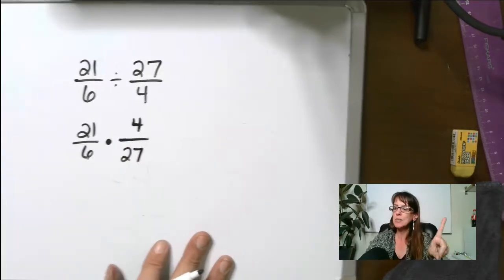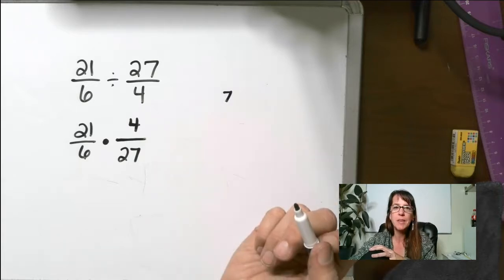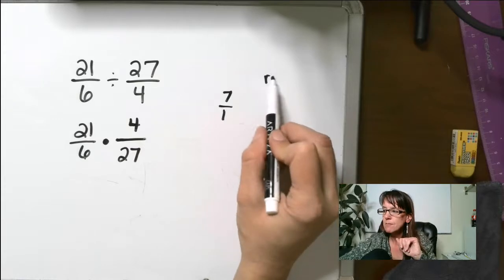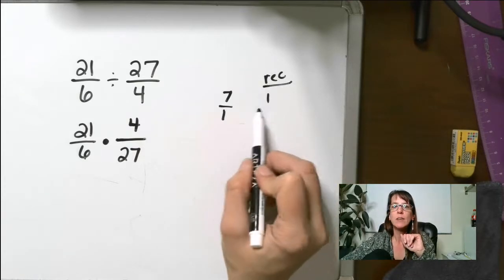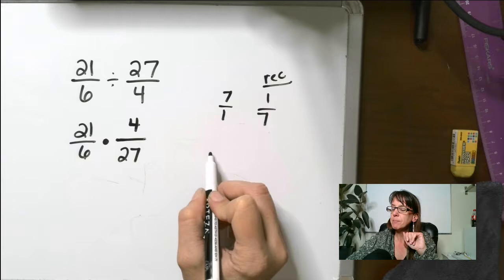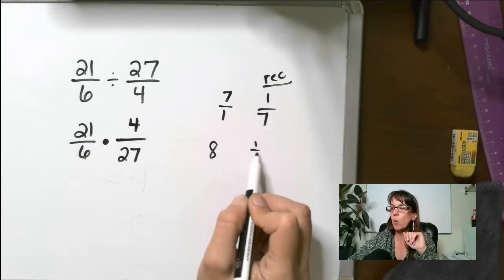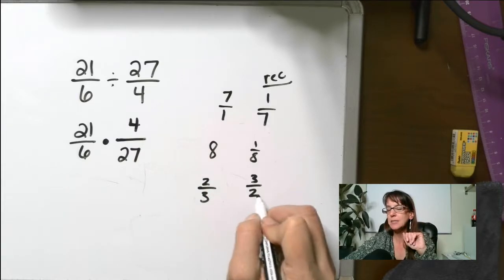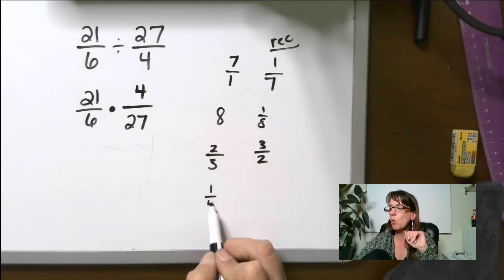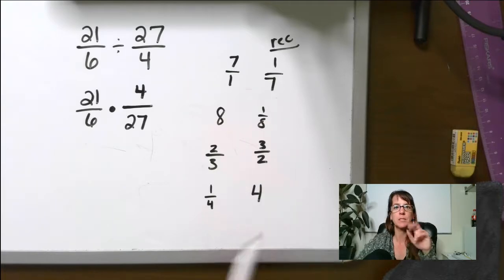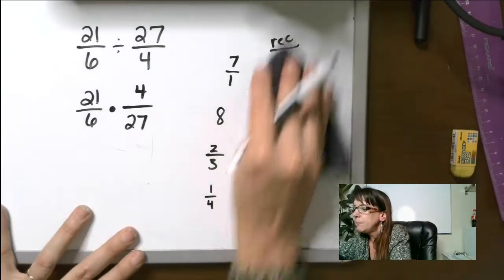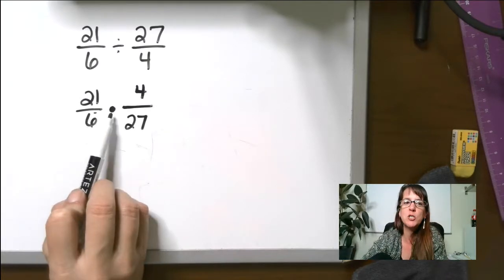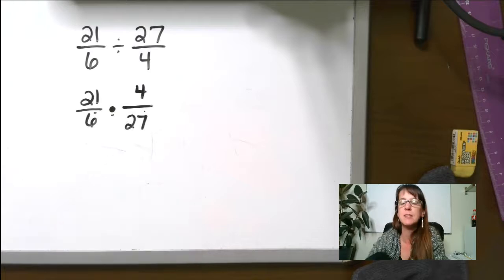Guys, sidebar, reciprocal of 7. Well, remember, we can turn anything into a fraction by putting it over 1. So the reciprocal would be 1/7. If I have 8, the reciprocal would be 1/8. If I have 2/3, the reciprocal would be 3/2. If I have 1/4, the reciprocal would be 4, because I'm just flipping that around. Okay, so keep, change, flip. You may have heard that before, because what we did is we kept this normal, we changed this to multiplication and we flipped this around.